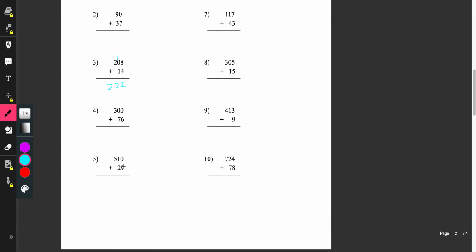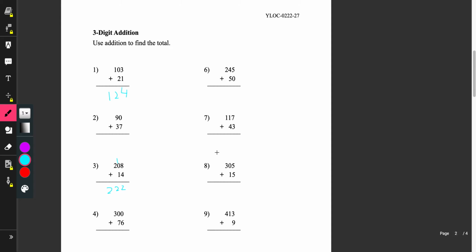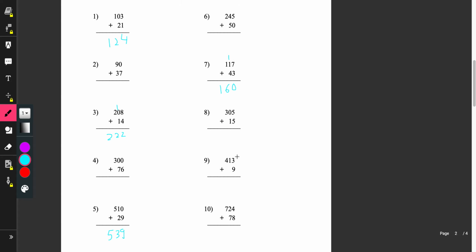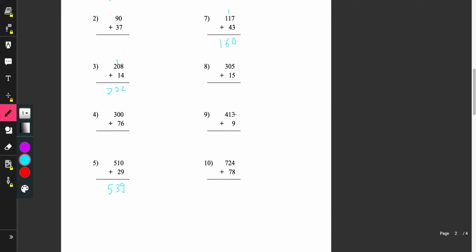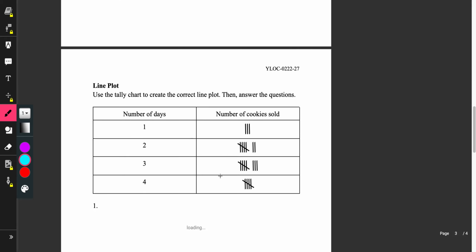Let's do number 5, 510 plus 29. 0 plus 9, 9. 1 plus 2, 3, and that would be just 5, so that would be 539. Let's do 7. 117 plus 43. 7 plus 3, that's 10, but since 10 is another one, you've got to move it up. So it's 1 plus 1 plus 4, that would be 6, and that would be 160. Okay, and let's do number 9, 413 plus 9. 3 plus 9, that would be 12, okay, move it over, 1 plus 1, that would be 2, and that would be 422, and there you go.